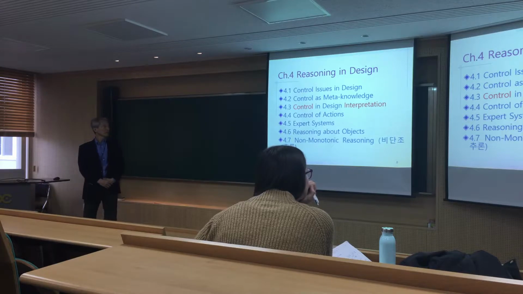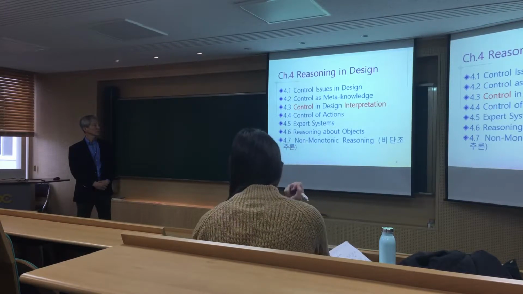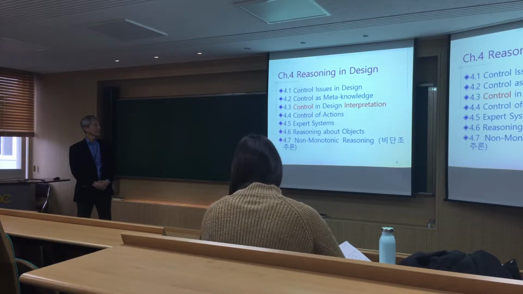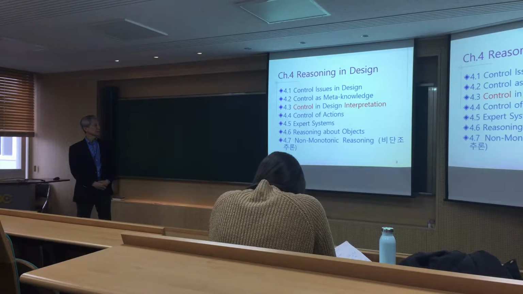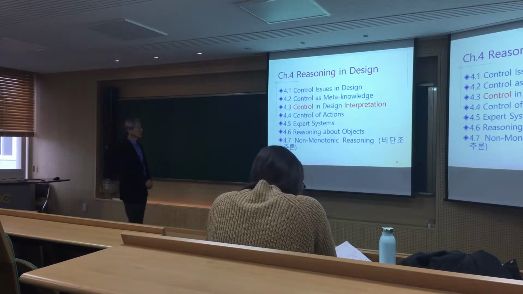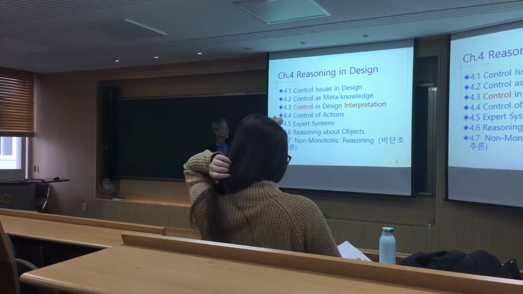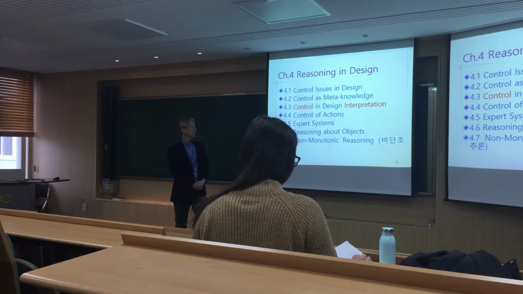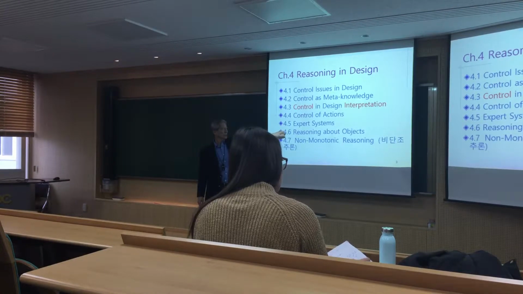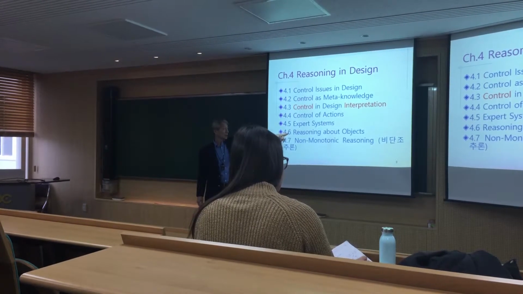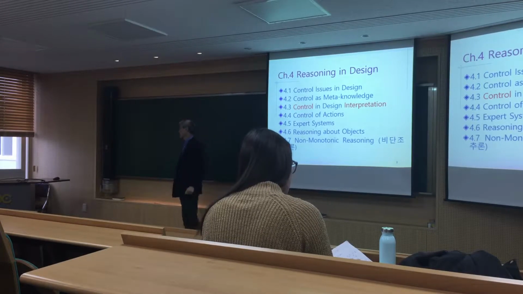So in reasoning, we see already issues and also meta-knowledge. Control is similar to meta-knowledge. And today I will cover control as a design interpretation. And the next section can be covered by Younggi, and that is talking about actions. Control as actions, and expert system is combining together. They can develop a software called expert system. And here we are also talking about shapes and objects, because we are talking about engineering systems. Application of reasoning or knowledge-based system for design, and monotonic reasoning also is coming again.